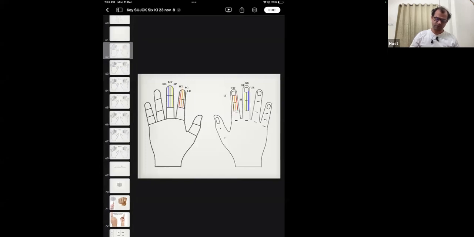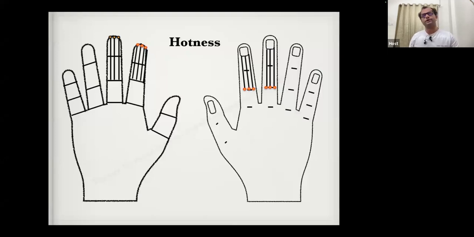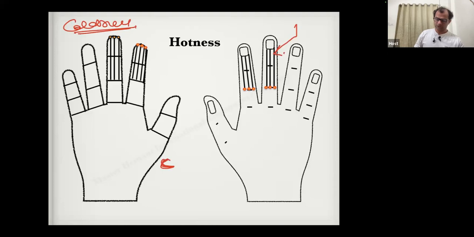So the step number one, what we are doing, we are choosing the coldness meridian. So we are choosing this meridian, coldness. Now in the coldness meridian, we have to choose the spine, which is the hotness. So we'll take the green color and put here on the hotness point. This is the step number one. Green color here.